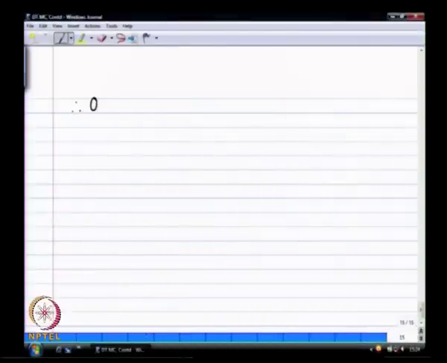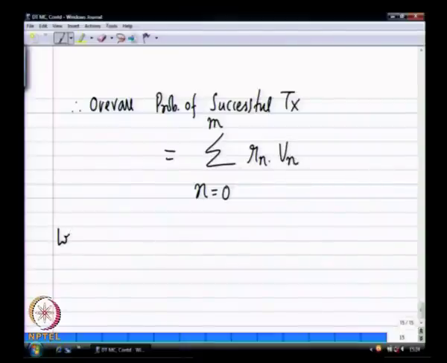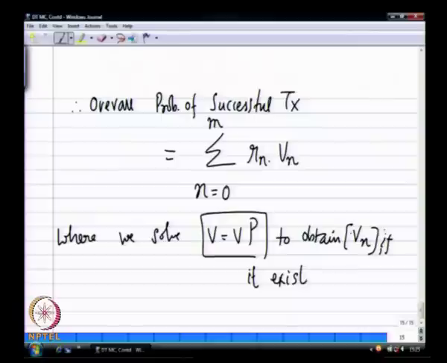So the throughput of the system, therefore, is the overall probability of successful transmission, which is the summation over all the states from 0 to M of Rn times Vn, where we have to solve for Vn. It depends on the values of A and B.